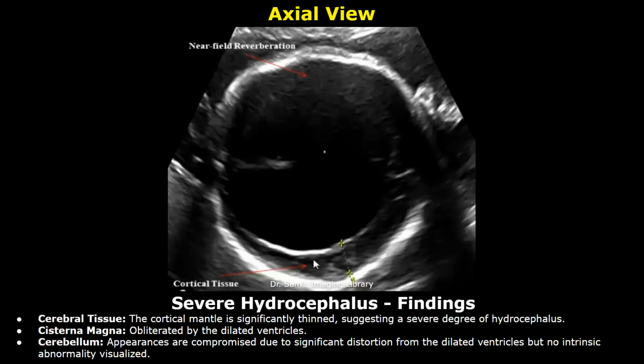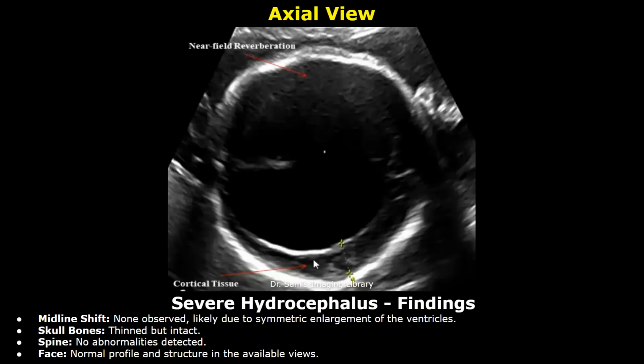Cerebellum. Appearances are compromised due to significant distortion from the dilated ventricles, but no intrinsic abnormality visualized. Midline shift, none observed, likely due to symmetric enlargement of the ventricles. Skull bones, thinned but intact. Spine, no abnormalities detected. Face, normal profile and structure in the available views.